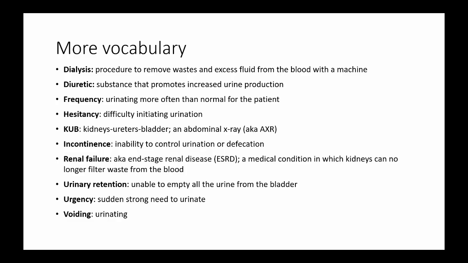Here's some additional vocabulary. Dialysis is a procedure that removes waste and excessive fluid from the blood using a dialysis machine. A diuretic is a substance that promotes increased urine production. Frequency means urinating more often than normal for a patient. Hesitancy is difficulty initiating urination. A KUB stands for kidneys, ureters, bladder, and just refers to an abdominal x-ray, which is sometimes also abbreviated AXR. Incontinence is the inability to control urination or defecation.